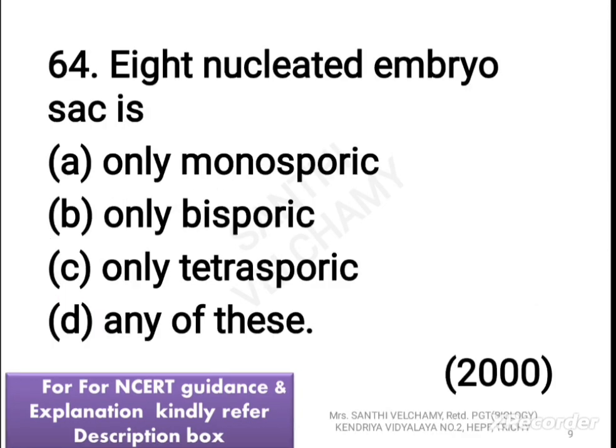Now the next question. 8 nucleated embryo sac is A. Only monosporic, B. Only bisporic, C. Only tetrasporic, D. Any of these. Can you find the correct answer? It is D. Any of these.